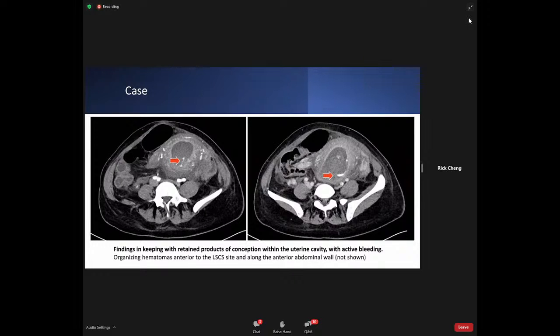On the CTA, findings are in keeping with retained products of conception within the uterine cavity, with actively bleeding that's highlighted by the red arrow here, both on the arterial as well as the venous phase.